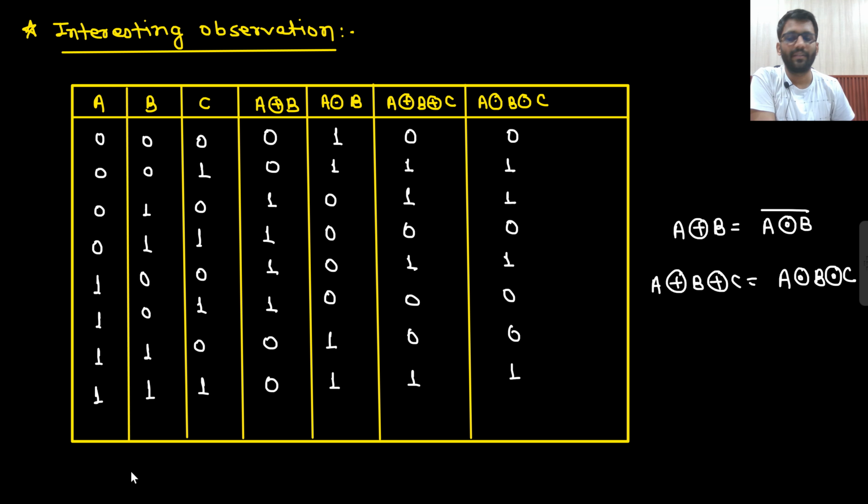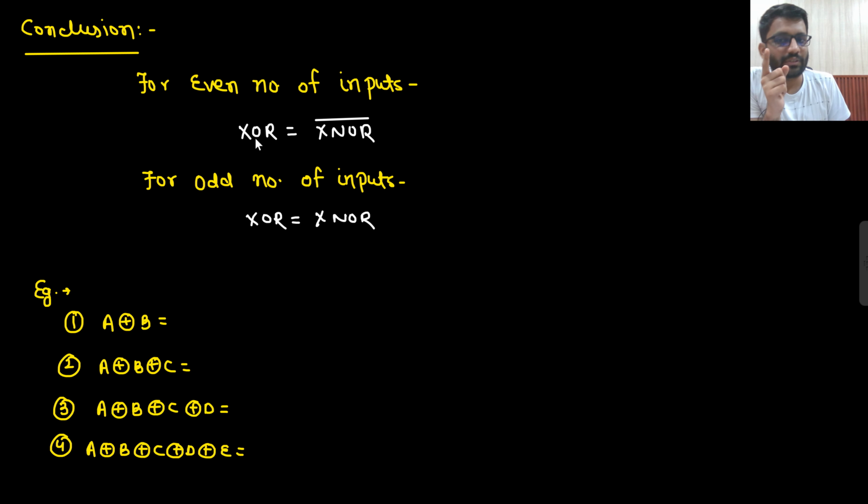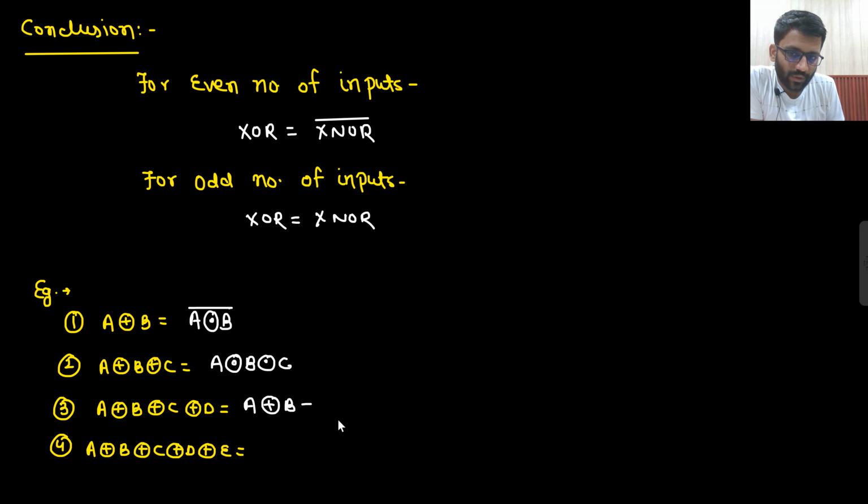So this is the thing I have written. For an even number of inputs, XNOR is equal to XOR bar. But for an odd number of inputs, XNOR and XOR are equal. Okay, so a very interesting point. So A XOR B, I can write it as A XNOR B bar. But A XOR B XOR C, I will write it as A XNOR B XNOR C. Here I will write this as A XOR B XOR C XOR D bar. But here I will write both are equal only.